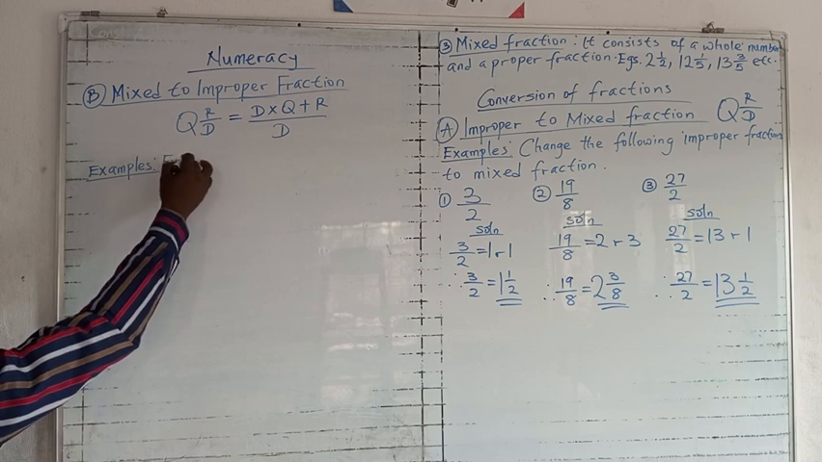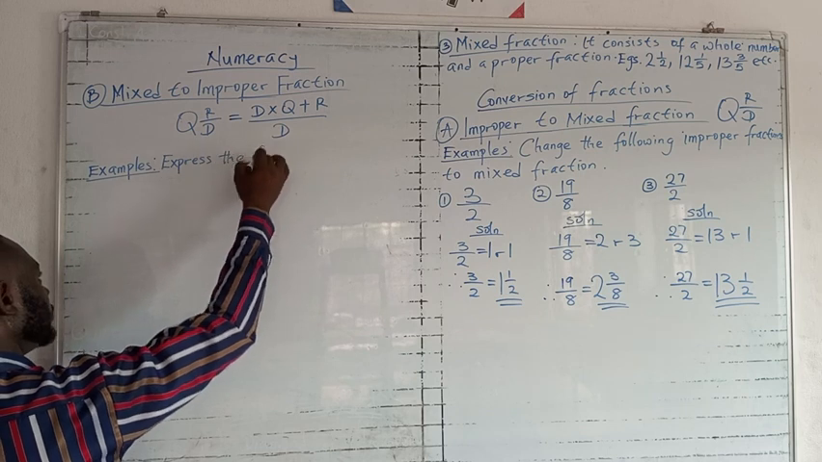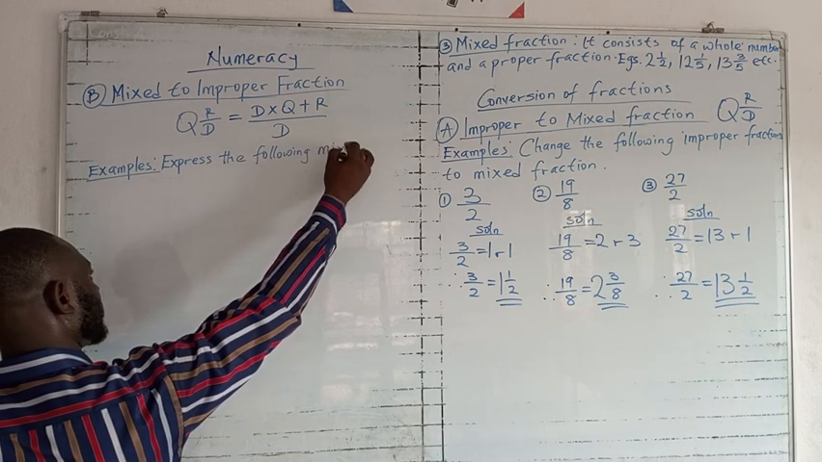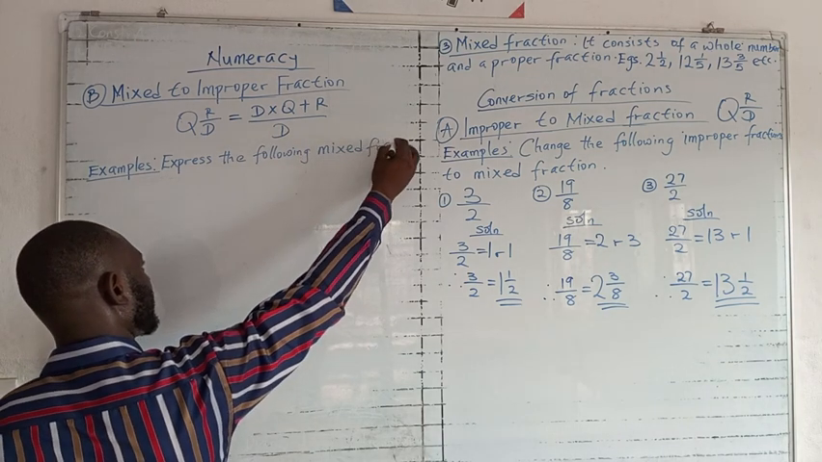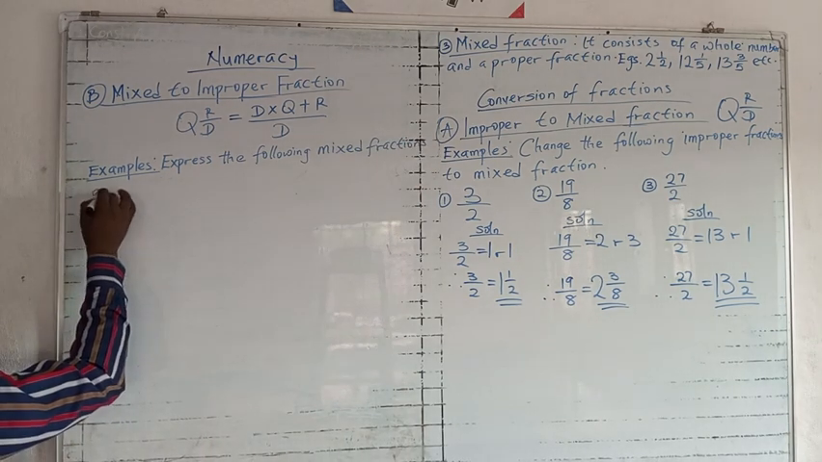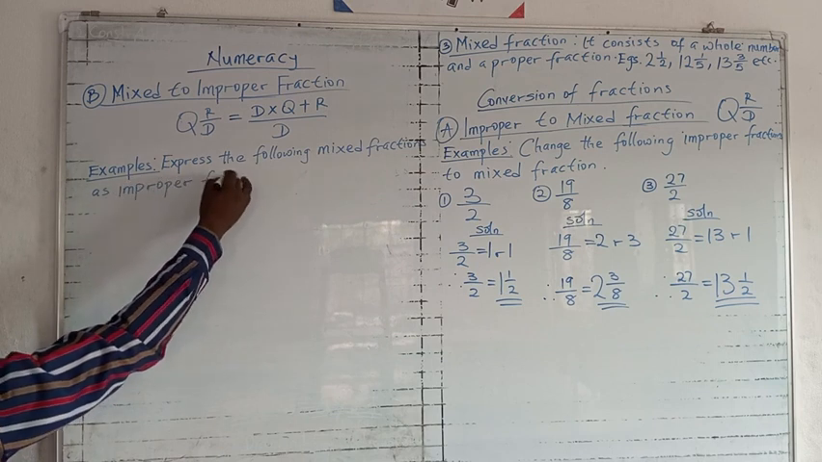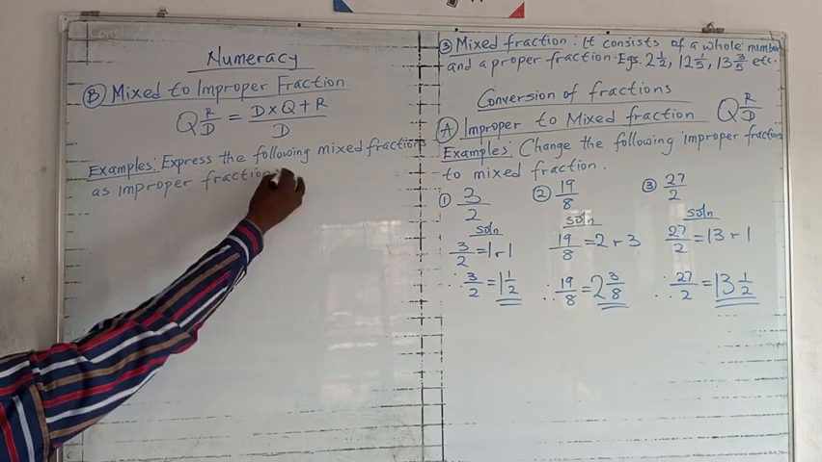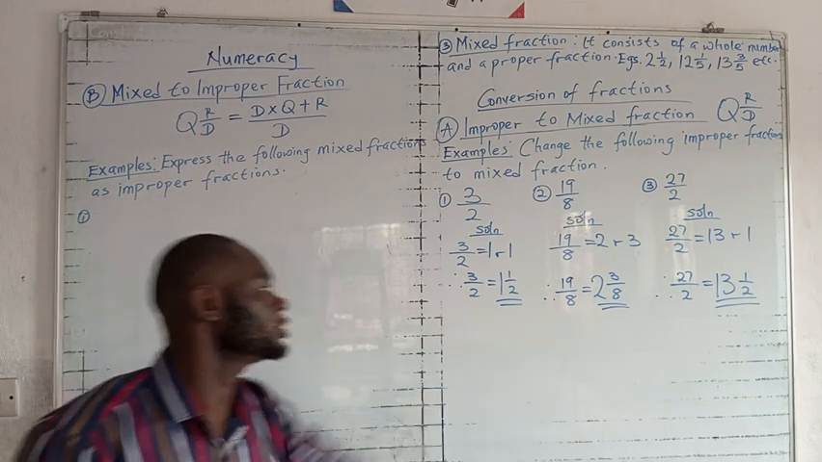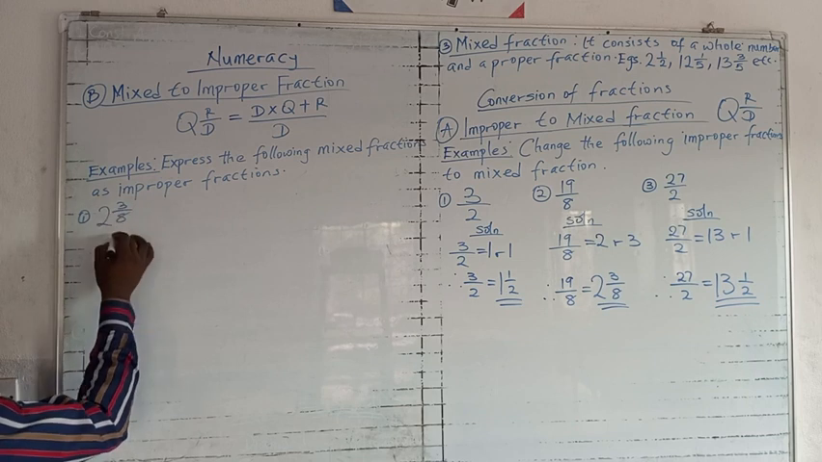Express the following mixed fractions as improper fractions. Number one. Okay, I will use this to check. Let's say we have here 2 whole number 3 over 8. Solution.